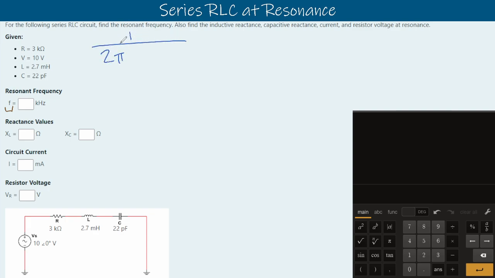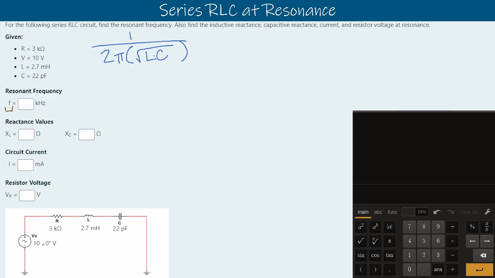The 1 on top says I got a frequency. The 2 pi says I'm running that frequency around a circle. And then whatever's at the end of this is going to be your time constant. And in this case, it depends on the circuit. So we have an R, L, and a C in our circuit. So we need to use the square root of LC time constant.